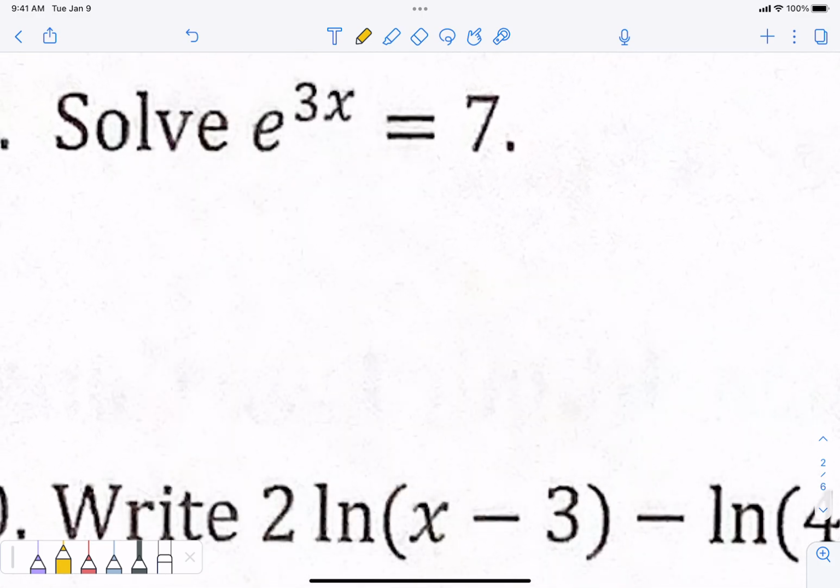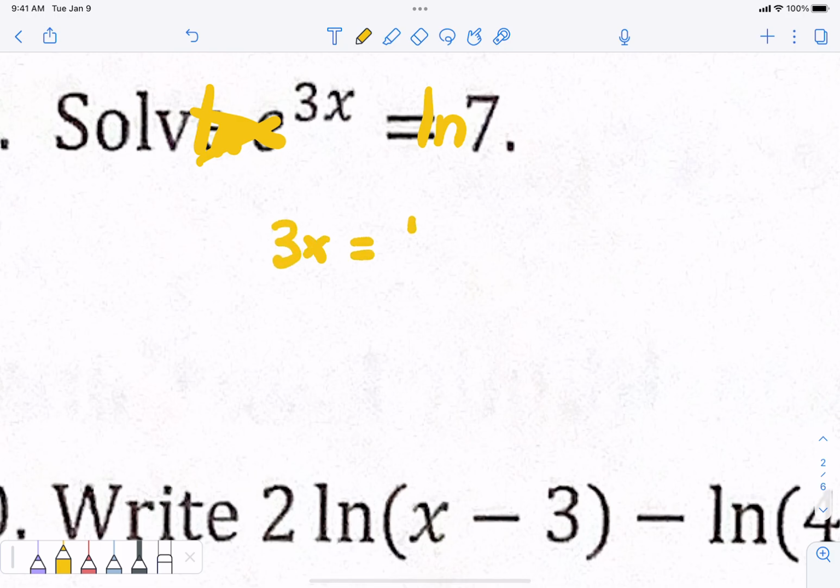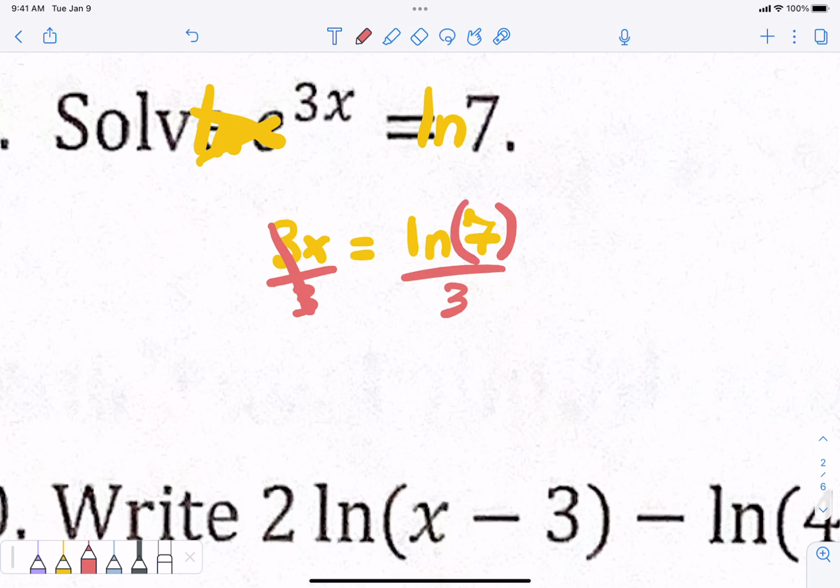Number 9. We already solved one of these. e to the 3x equals 7. I want to get the x out of there, but there's an e. So take ln of each side, and ln and e cancel out. On the left, I have 3x equals ln of 7. It doesn't cancel on the right side, but it cancels on the left. Then to solve for x, divide by 3. So take ln of 7, close your parentheses after the 7 if you do it all in one shot, and divide by 3. And that is something.